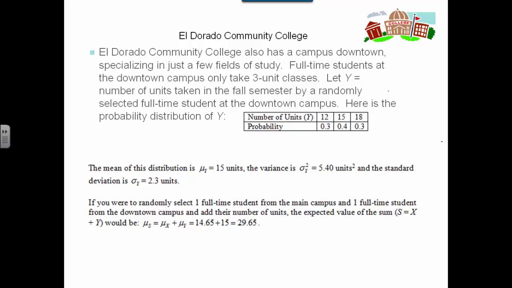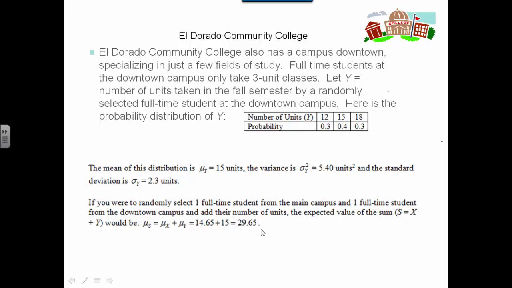So here's another example. The El Dorado Community College has a campus downtown specializing in a few studies. Full-time students at downtown only take 3 unit classes. Let y equal the number of units taken in the fall semester by a randomly selected full-time student at the downtown campus. Here's the probability distribution of y. The mean of the distribution is 15 with a variance of 5.04 and a standard deviation of 2.3 units.